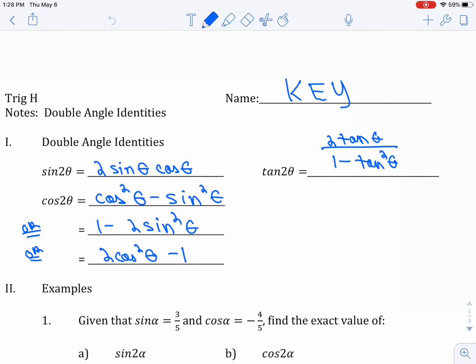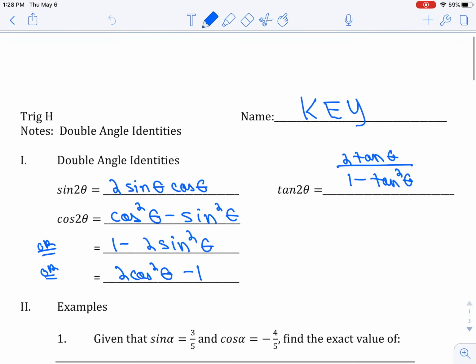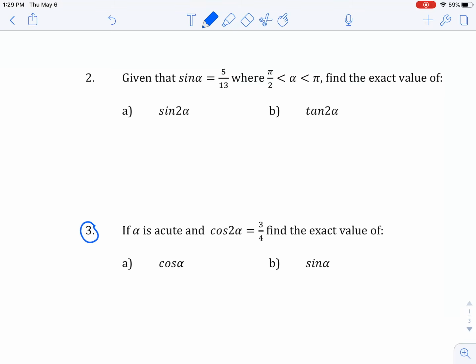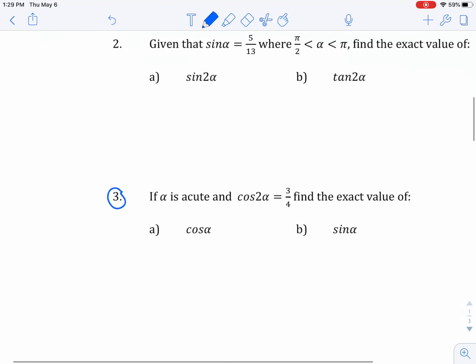In this video, we're going to be taking a look at example 3, which is on the double angle identities notes, since we didn't get to that in class. So we're going to be starting with this one, and then in separate videos we'll do problems 4 and 5. So we've already done problems 1 and 2 in class.